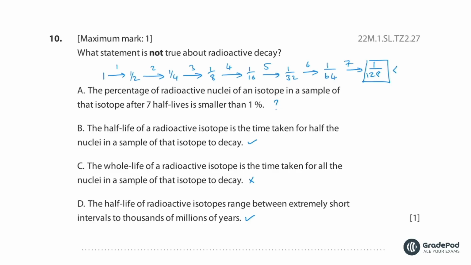And you can tell that that's less than 1%, because 1% would be 1 over 100. So 1 over 128 must be less than 1%. So that is correct. Our wrong answer is C.